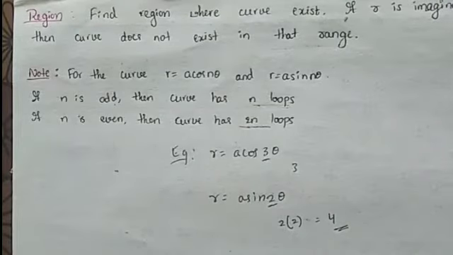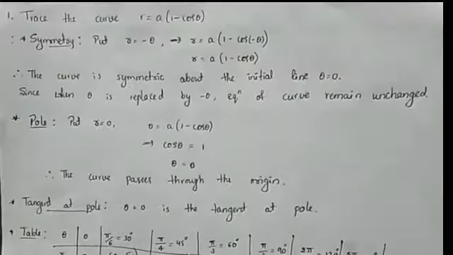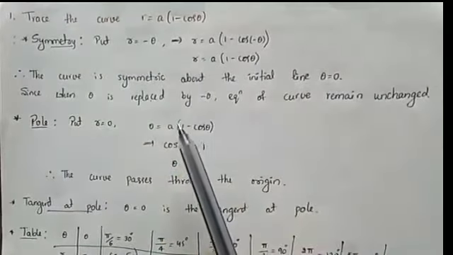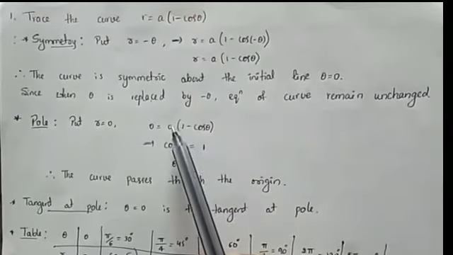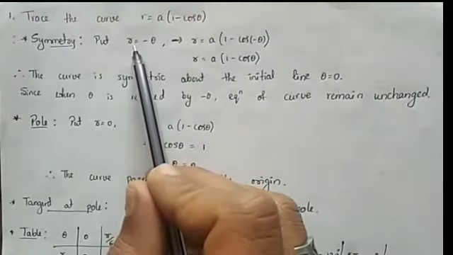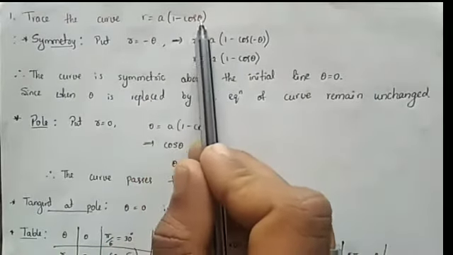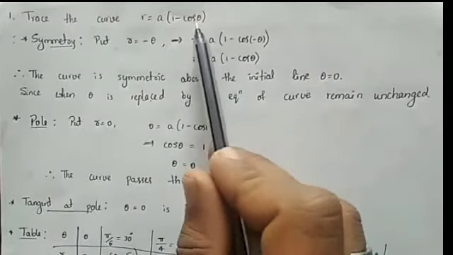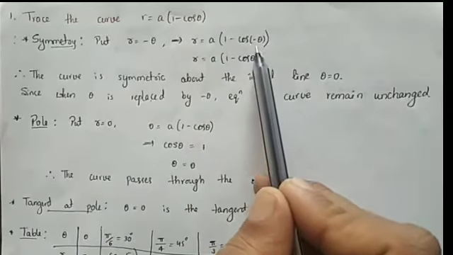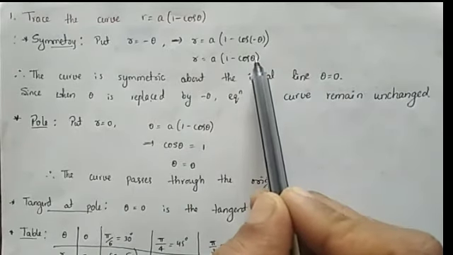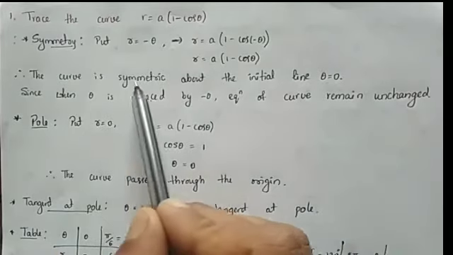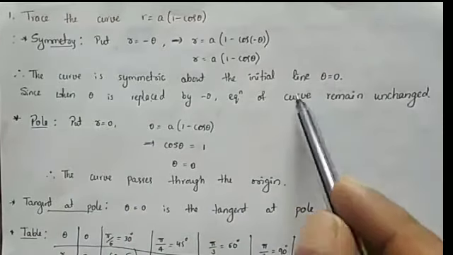Okay, let me move on to the problems. The first problem, trace the curve r is equal to a into 1 minus cos theta. The first point is the symmetry. You replace theta by minus theta. r is equal to a into 1 minus cos of minus theta. Cos of minus theta is cos theta. You get same equation of the curve. Therefore, the curve is symmetric about the initial line.